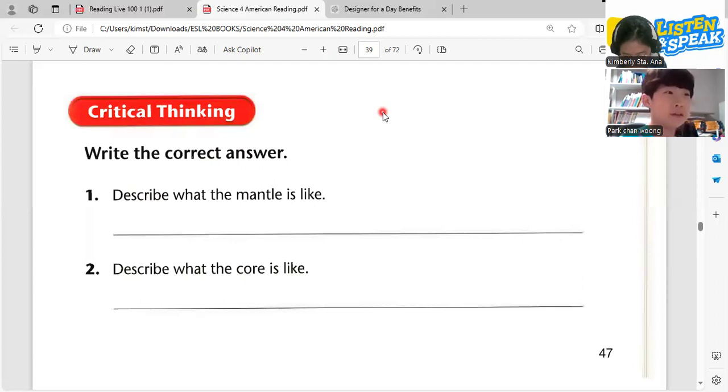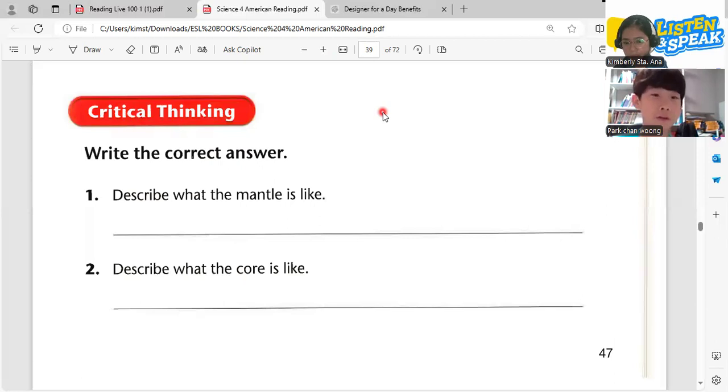It is hot. Okay, very good. And it is partially liquid. Okay, it's made of rocks that are partially liquid. So let's have number two. How about the core? We're done talking about the mantle. How about the core?